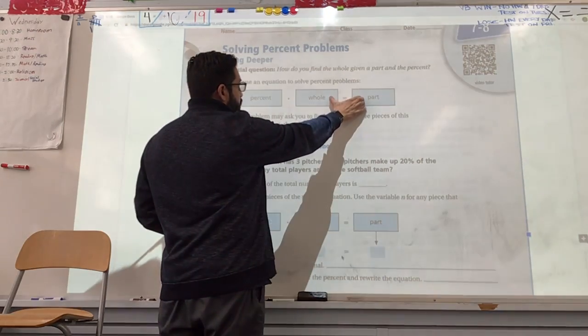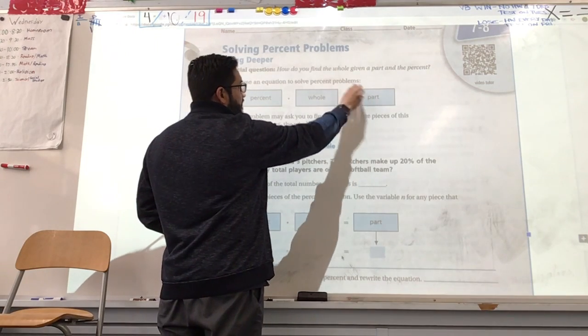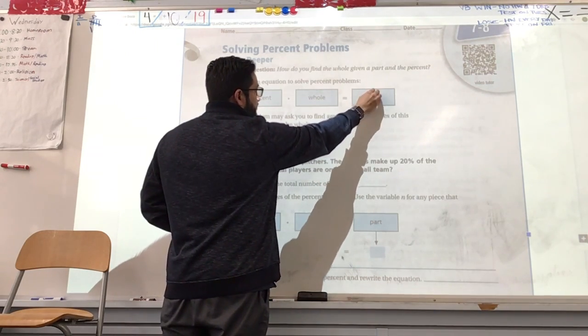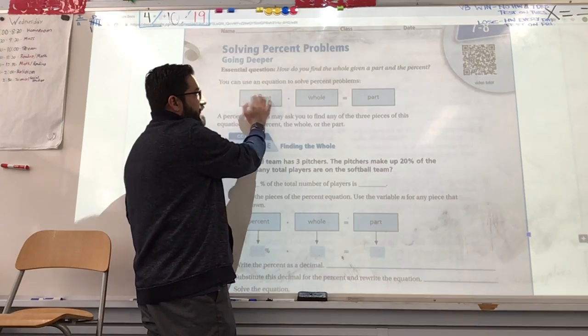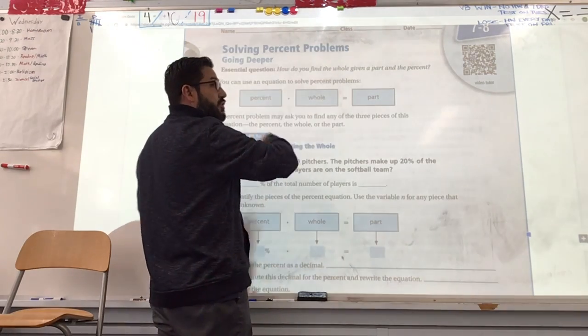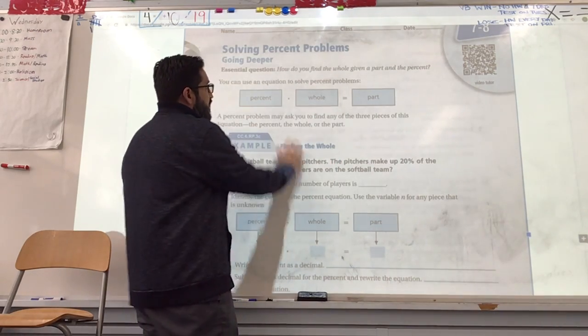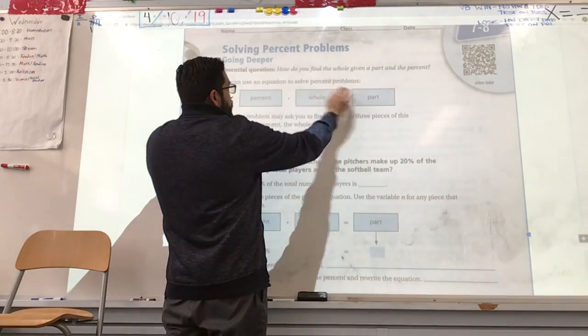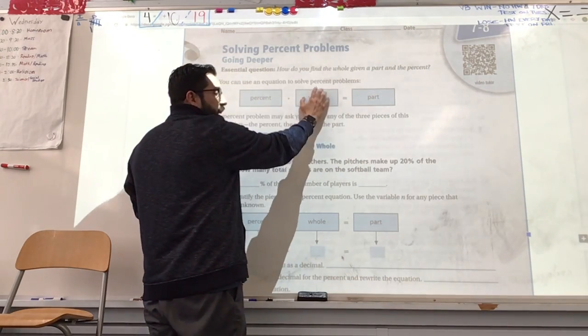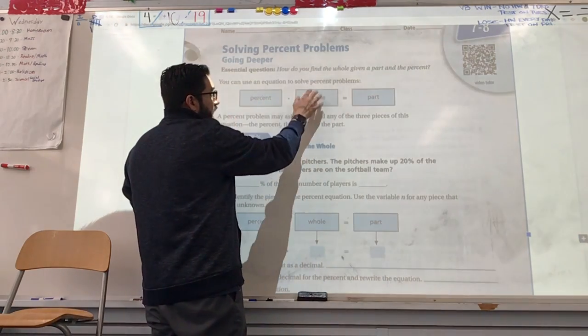If we have these two, then we need to divide this by this, and then we'll get that, because we're multiplying here, so we need to do the opposite, right? If we have this and this, again, you divide this by this, and then you would get the whole.